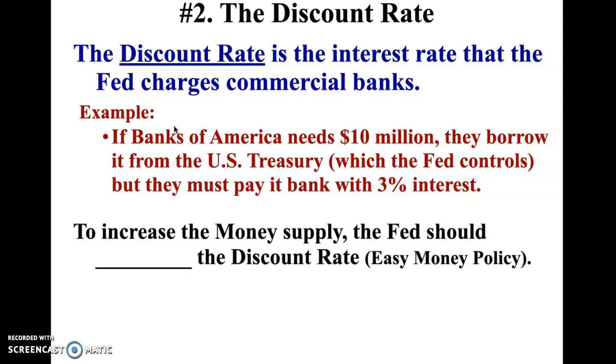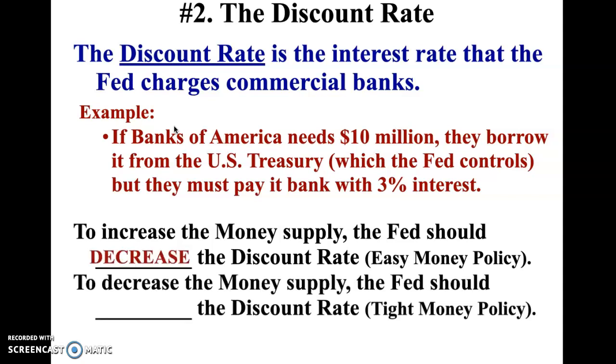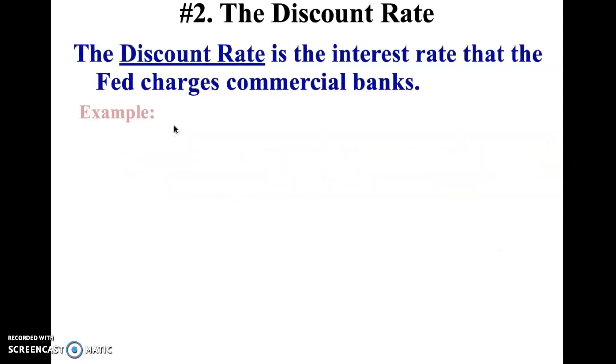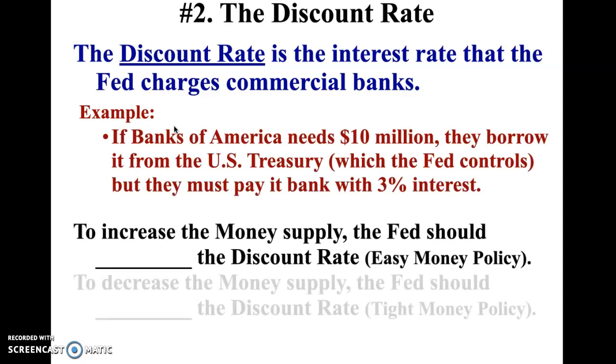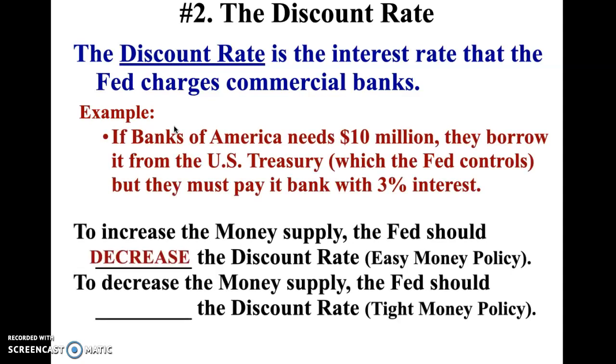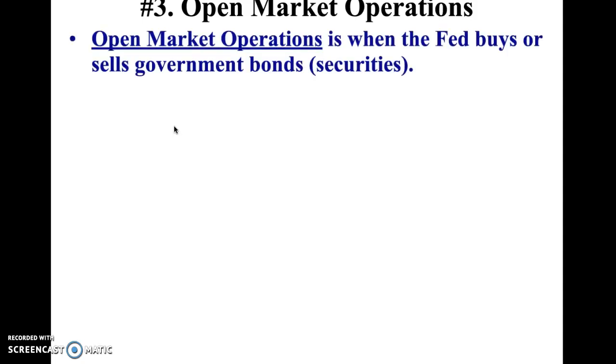So to increase the money supply, the Fed should decrease the discount rate. And to decrease the money supply, the Fed should increase the discount rate. Okay. The most commonly used is something called open market operations, and this is just buying and selling of bonds, or government securities.